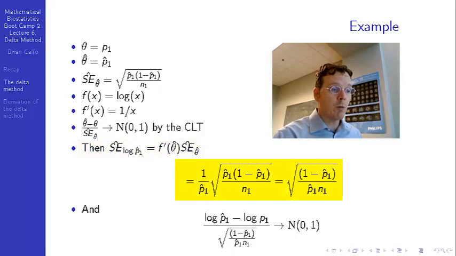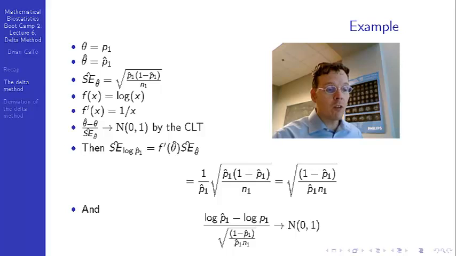So f prime of theta hat in this case is f prime, which is 1 over its argument. In this case, theta hat is p1 hat. So it's 1 over p1 hat times this standard error, which is square root p1 hat (1 minus p1 hat) over n1. Rearrange terms and you get square root of (1 minus p1 hat) divided by p1 hat n1. And so what this is saying is that log p1 hat minus log p1, divided by this standard error, square root of (1 minus p1 hat) over (p1 hat times n1), tends to a normal 0, 1.